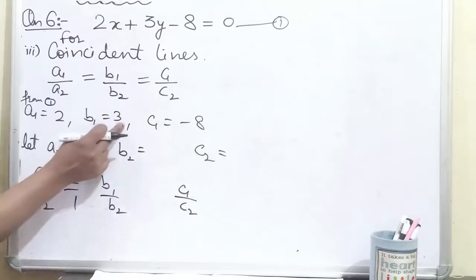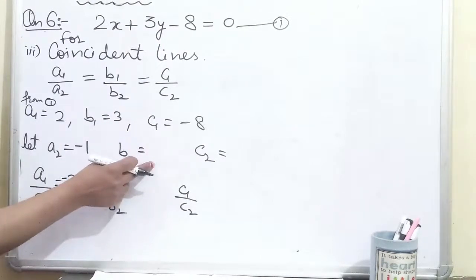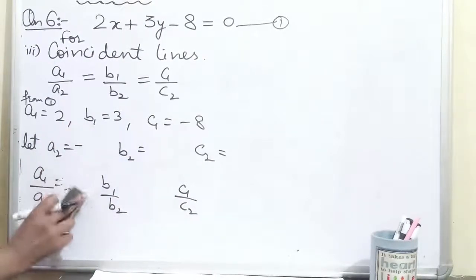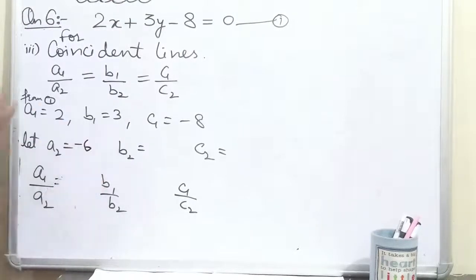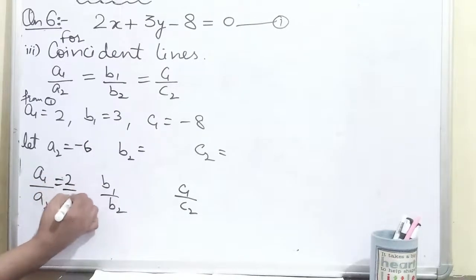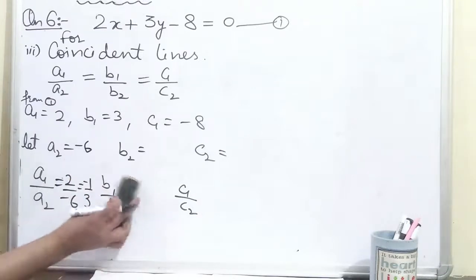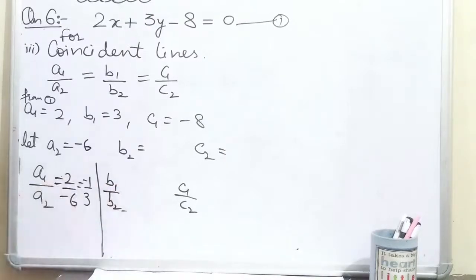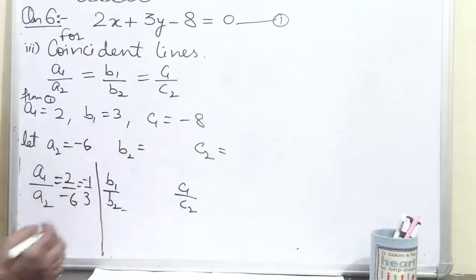So how can we get a number in such a way that the ratio will be -2? You can have the ratio in fraction. So if you want to make it a little easier, if A1 is 2, we can take A2 as 6, suppose. So here the ratio will be 2 by -6, and the ratio will be -1 by 3. Now we want B1 by B2 also equal to -1 by 3.